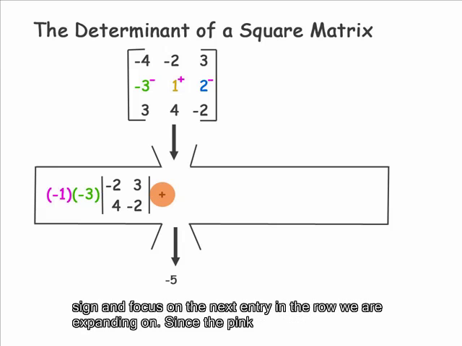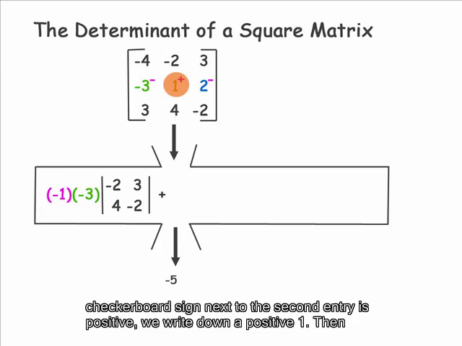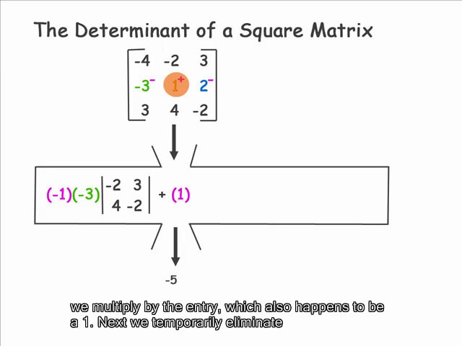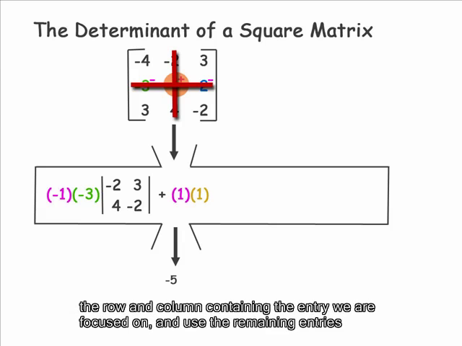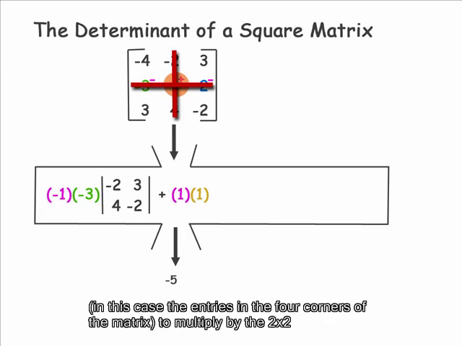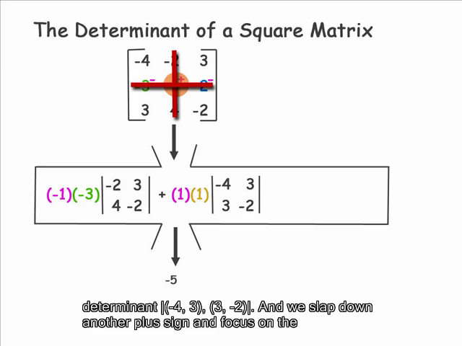Then we slap down a plus sign and focus on the next entry in the row we are expanding on. Since the pink checkerboard sign next to the second entry is positive, we write down a +1. Then we multiply by the entry, which also happens to be a 1. Next, we temporarily eliminate the row and column containing the entry we are focused on and use the remaining entries, in this case the entries in the four corners of the matrix, to multiply by the 2 by 2 determinant, -4, 3, 3, -2, and we slap down another plus sign and focus on the next entry in the row we are expanding on.